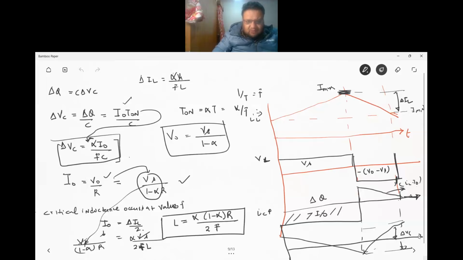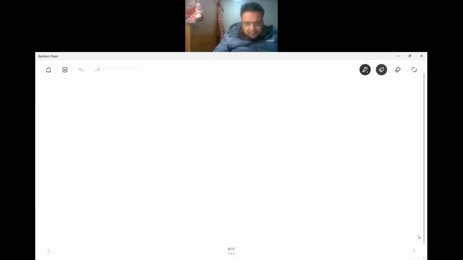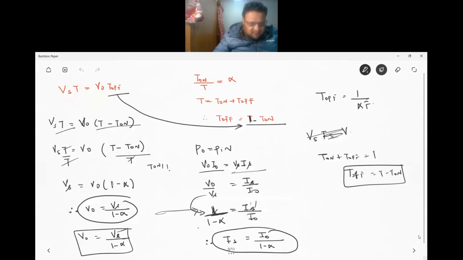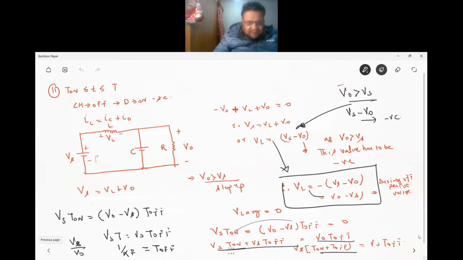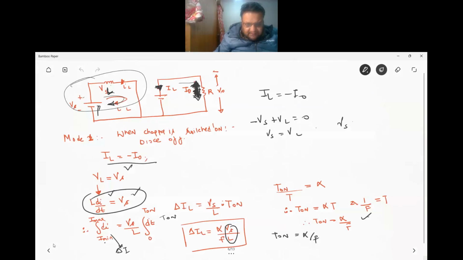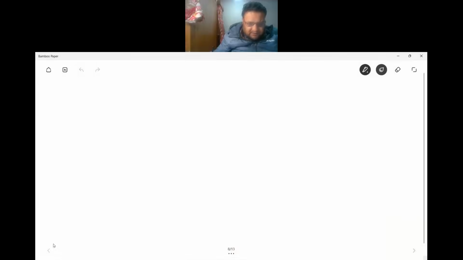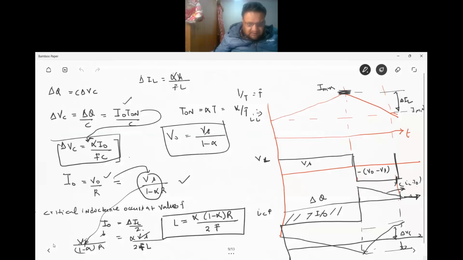Delta IL is equal to alpha Vs by F L, which we had done previously in the previous case. If you just go back to where I started, just scroll back there and you will get it here. So delta IL is equal to this; just substitute this equation back down there, and you'll get the answer for that. So I naught is equal to delta IL by 2. Just substitute here for the critical value of the inductance, which happens at this.